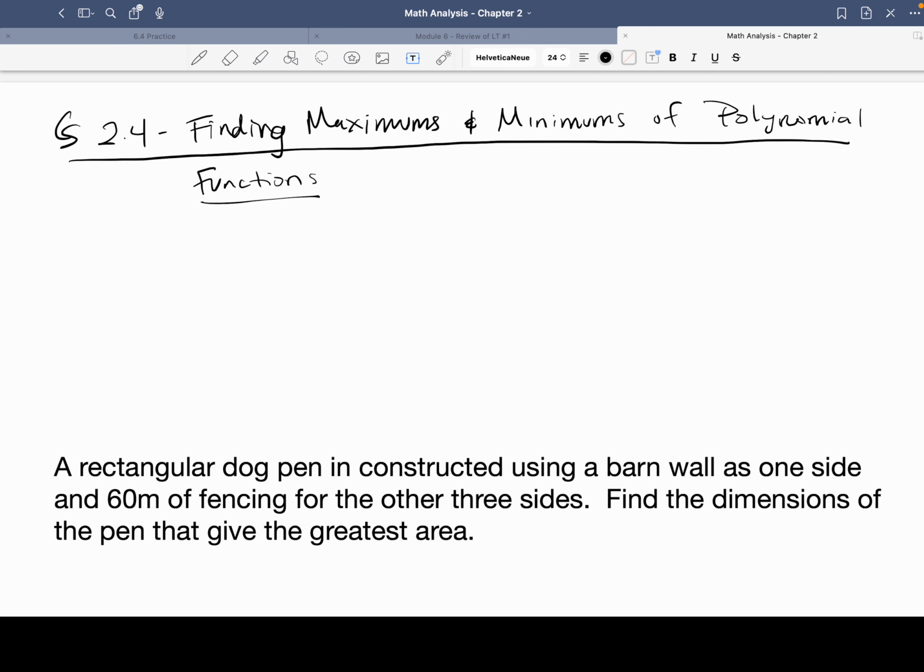All right, guys, we're going to start the next section here. So we're going to move into Chapter 2, Section 4, finding maximums and minimums of polynomial functions. Now, we're not going to cover the whole section here. We're only going to cover half the section, being that the first half is quadratic functions, and that's where we're going to spend most of our time here.